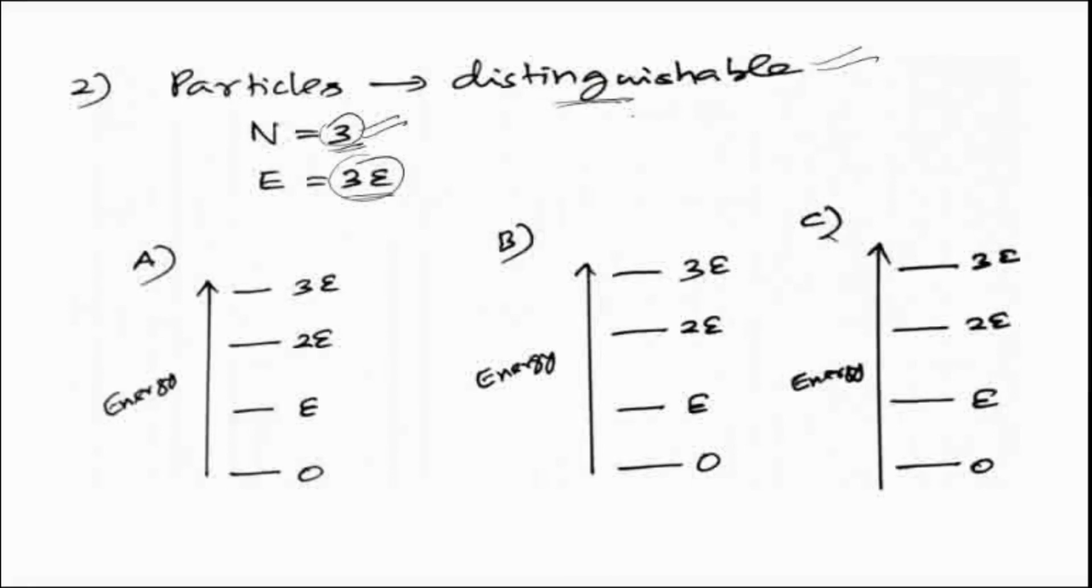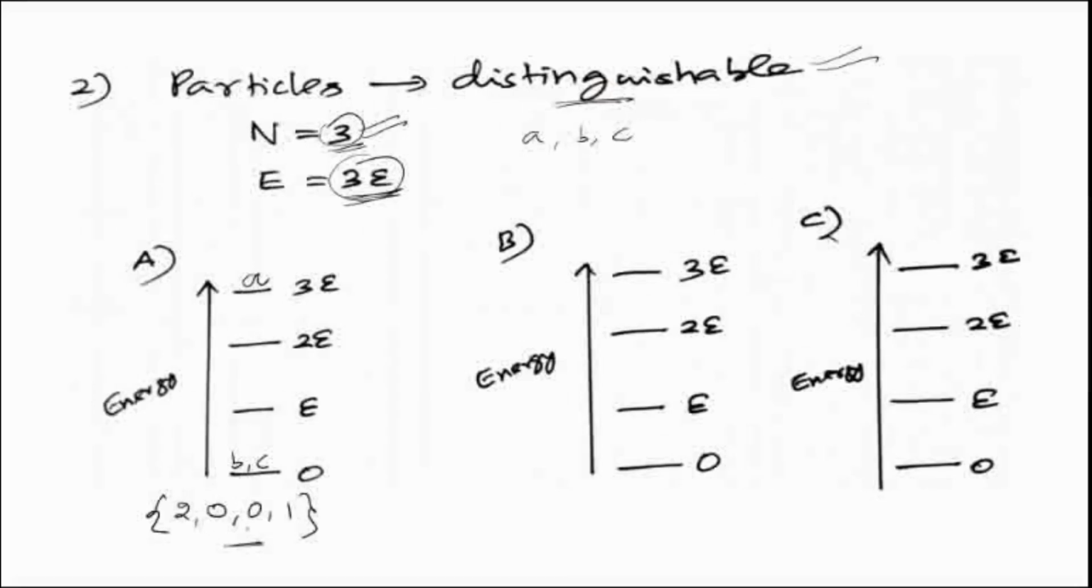How to do that? Since they are distinguishable, I'll represent these particles as A, B, C. I'll place particle A here, and let B and C be in the ground state. So for particle B the energy is 0, for particle C also the energy is 0, whereas for particle A the energy is 3. If you add all, you will get the total energy as 3. So I'll show you what this distribution corresponds to. The ground level has 2 particles, the next level 0, the next level 0, and the last level has 1 particle.